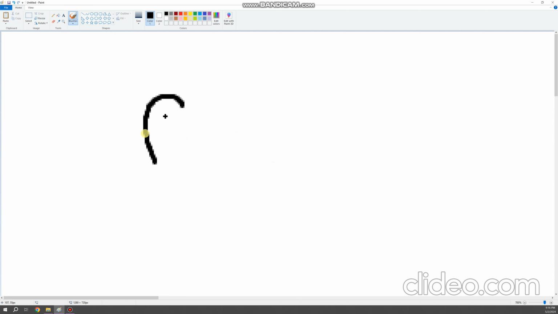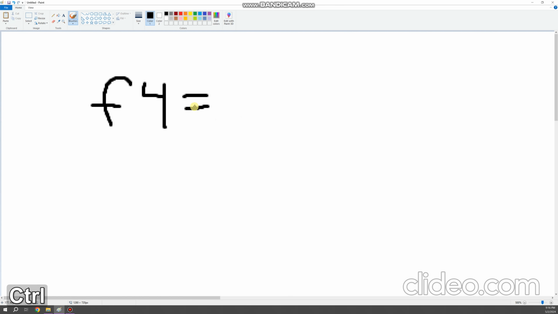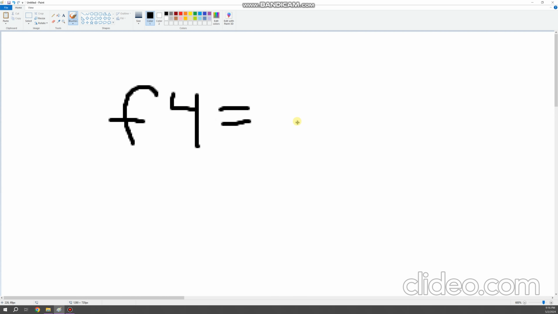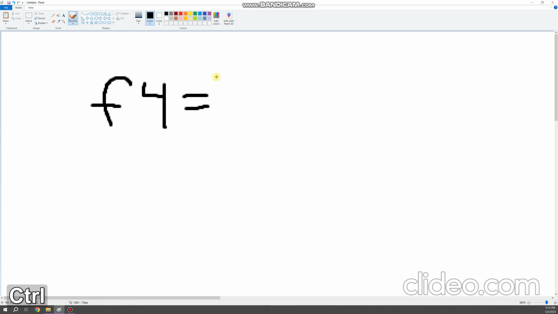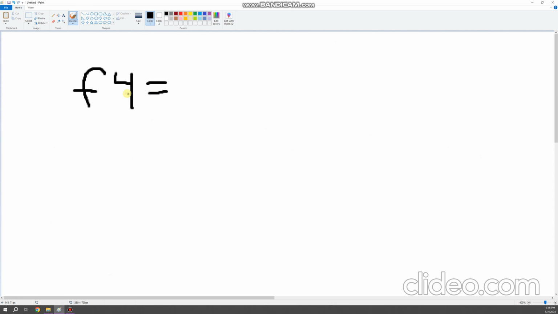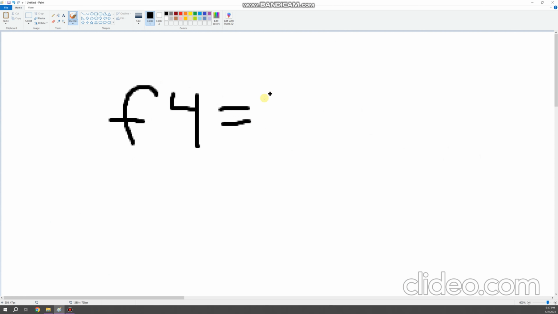So let's take an example. F4, let's say, is equal to what? I'll give you some time to think about it. When you've thought of your answer, hit the pause button on the video, and when you get your answer, comment it down below. I like to learn and have fun, and I think that's a fun way to engage with you guys because you guys are awesome. Think about this for a minute. Alright, you have your answer?